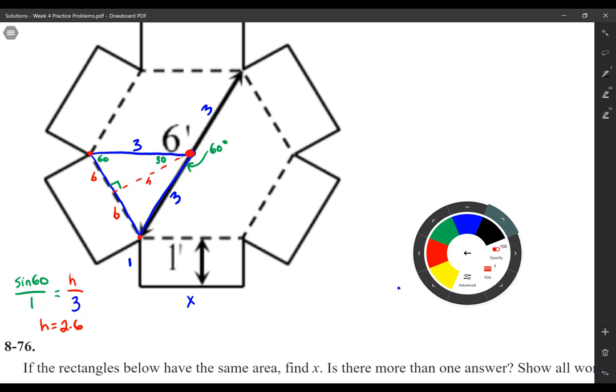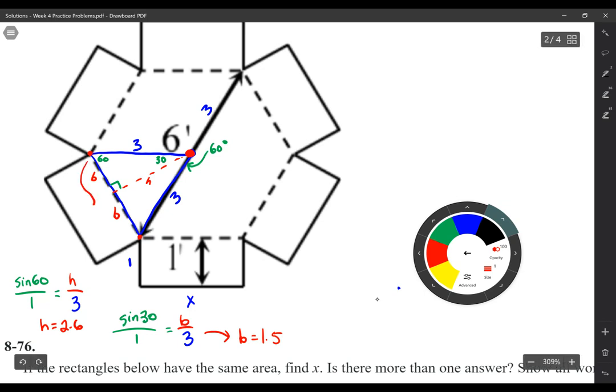I'll add the other b here because there are 2 of those bases. So to figure this out, we're going to use sine of 30. So I'll take sine of 30 now, all over 1, and that's going to be equal to b, which is the opposite of the 30 degrees, all over 3. So now when we cross multiply this, we get that b is equal to 1.5. So since this b is equal to 1.5 and there's 2 of them, we know that the entire base is equal to 3. Since this is equal to 3, that means the bottom here is equal to 3. And this is the same for every rectangle. So that x value at the bottom is equal to 3.